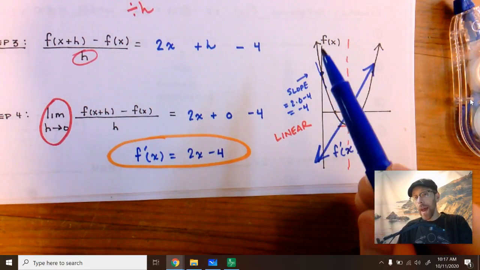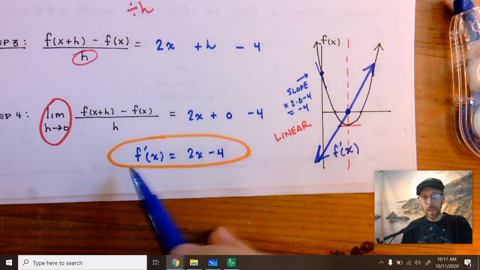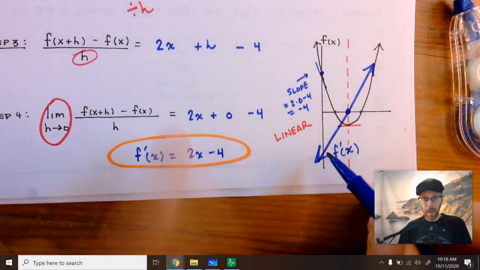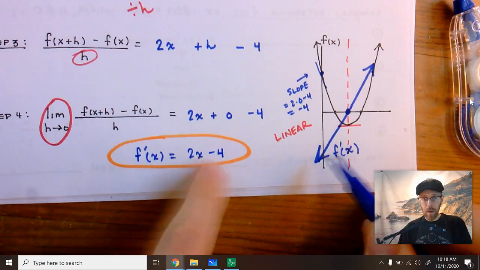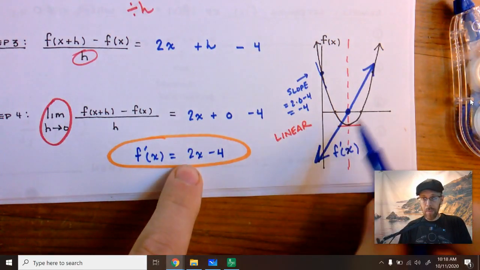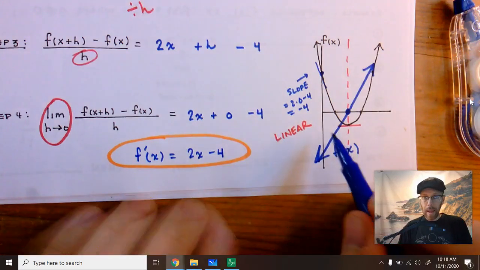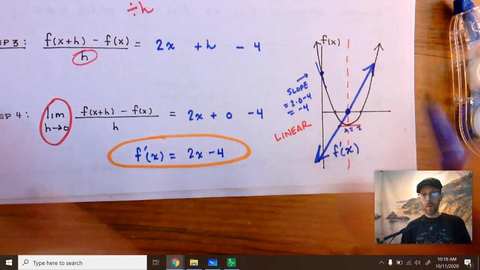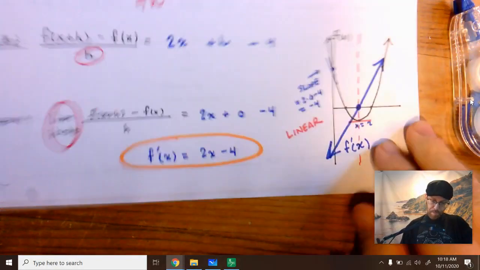Also, note that this linear function looks just like the derivative function that we drew right here, right? It's got a y-intercept of negative 4. It's linear. And when you plug in, what would that be? X equals 2, you get 0. So it works.